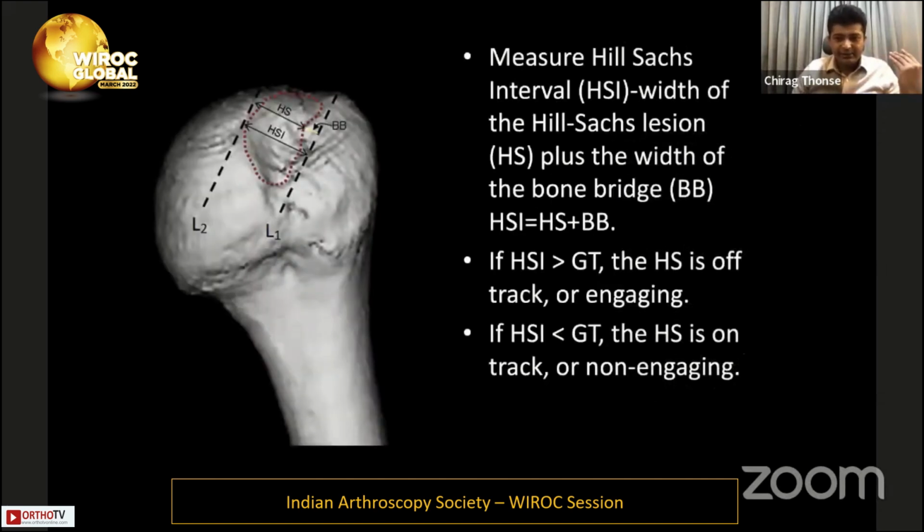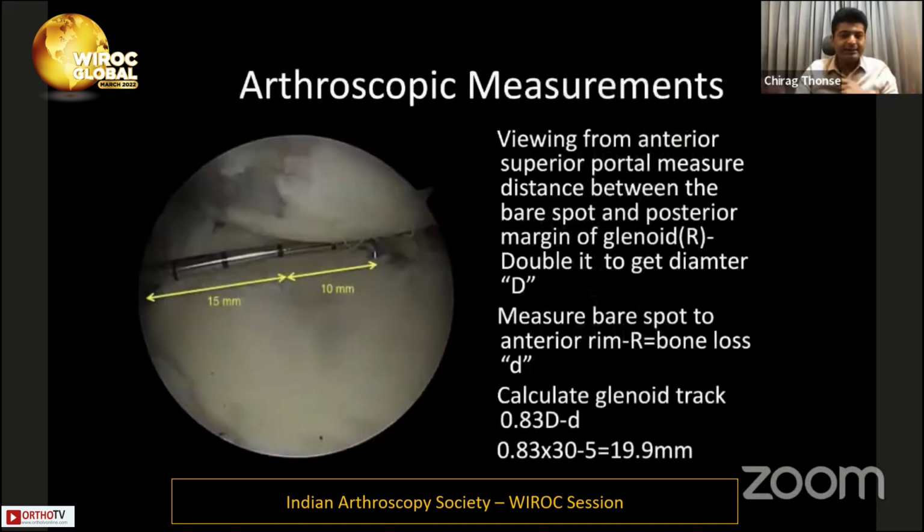Hill-Sachs interval, how do you measure it? Now look at the diagram. If HS is the maximum width of the Hill-Sachs lesion and BB is the bony bridge, the Hill-Sachs interval would be nothing else but HS plus BB. Now, if the Hill-Sachs interval is greater than the glenoid track, then it's an off-track lesion, or an engaging Hill-Sachs lesion. If the Hill-Sachs interval is less than the glenoid track, then it is an on-track lesion and a non-engaging one.